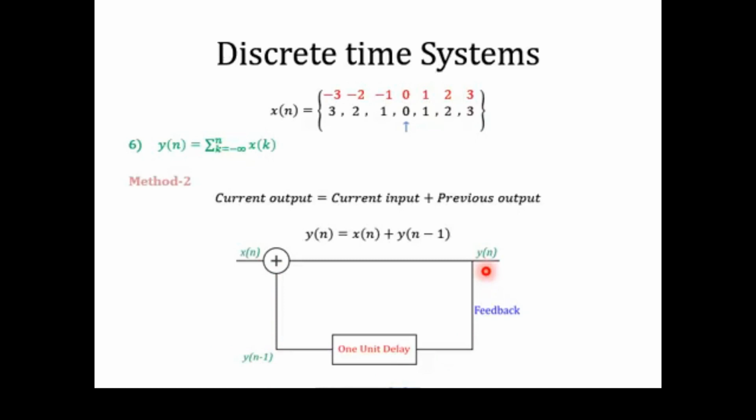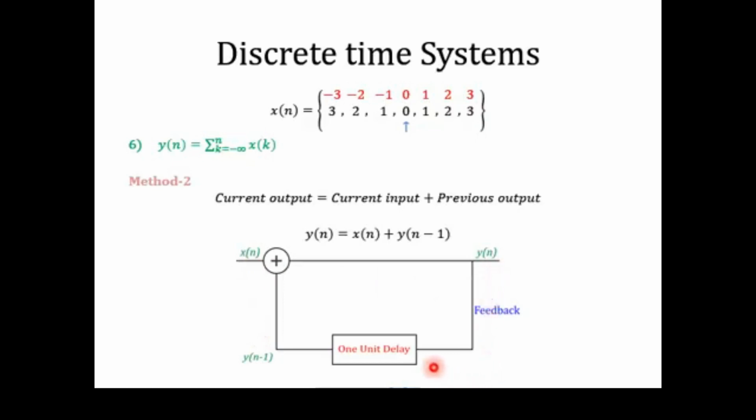With the help of the current output value produced by our system, we have to pass every current output sample value through a unit delay element in order to get y of n minus 1. So every current output value will be fed back to our system so that we can add y of n minus 1 with x of n in order to get the result of y of n.